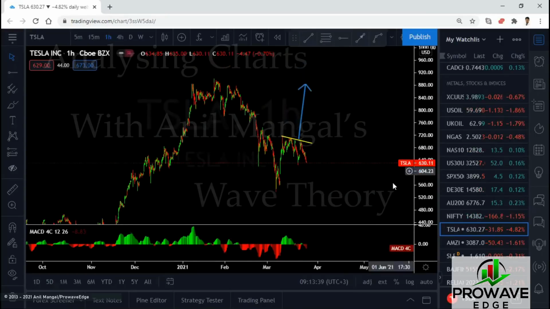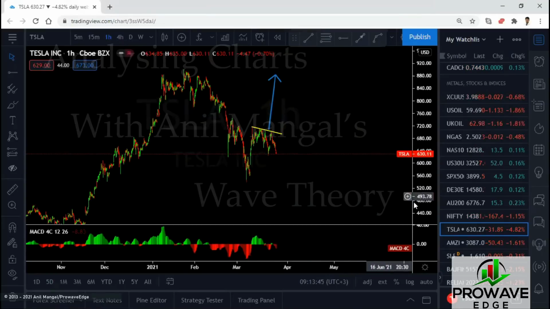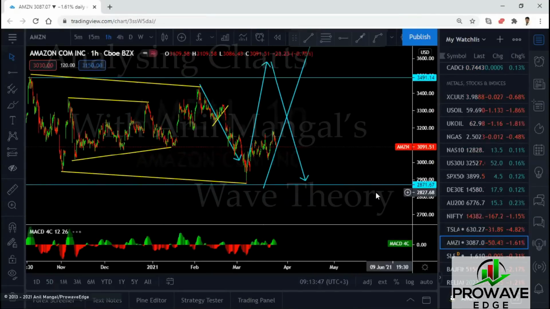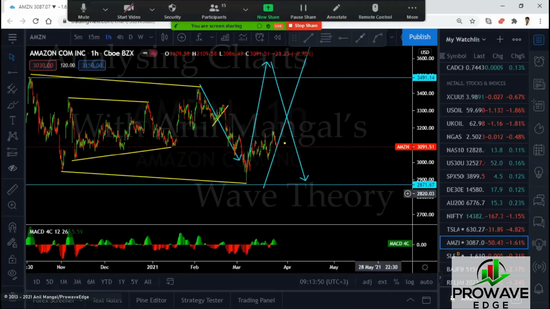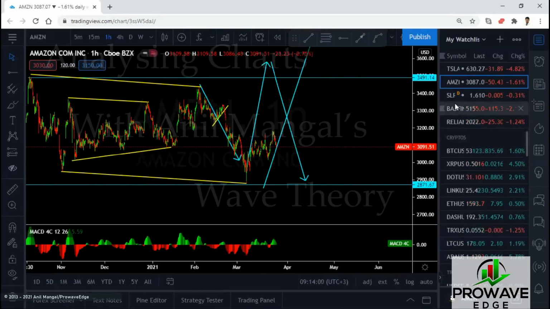Tesla, look for a buy. It's coming down, but like I said, if you want to sell it, you sell it to this level and then you look for a buy. Amazon, look for buys. We're getting consolidation and then buys. Let's see.